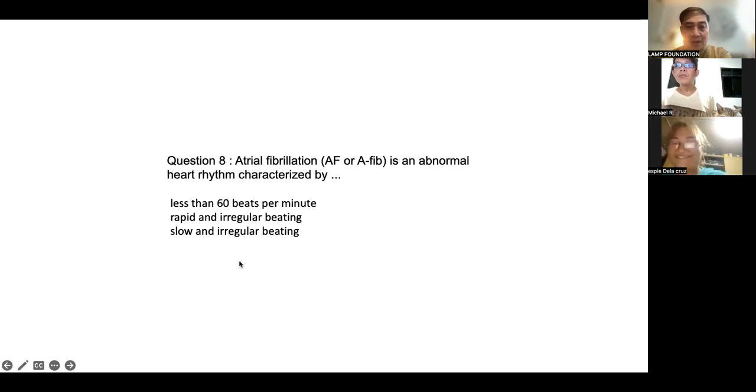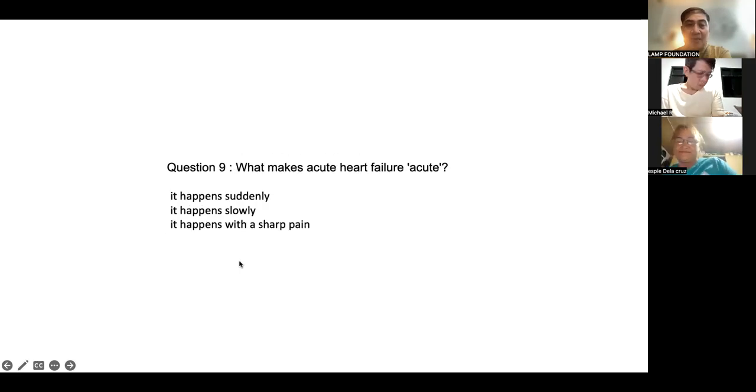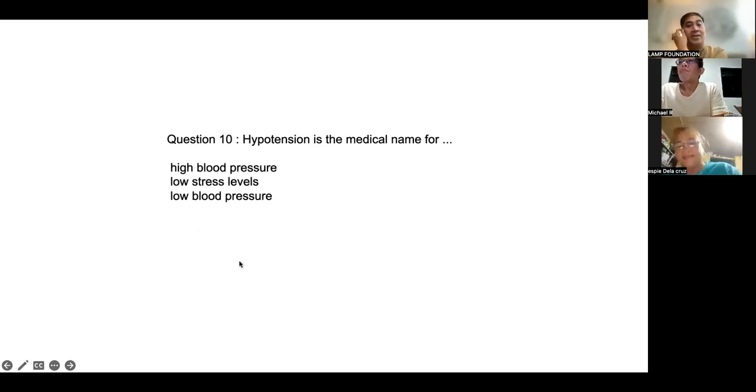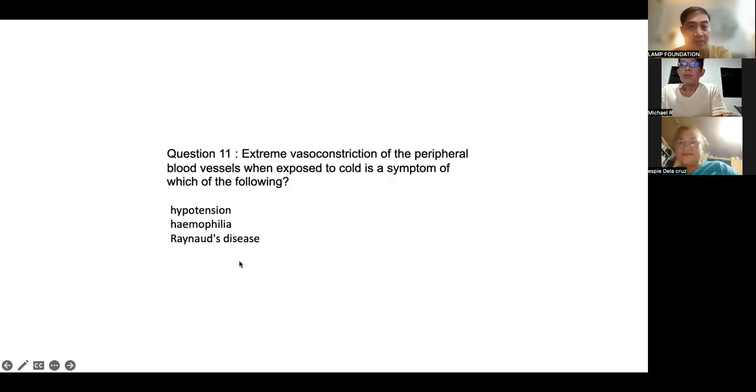Arrhythmia. Atrial fibrillation or AFib? Para medyo social pakinggan, AFib, is an abnormal heart rhythm characterized by rapid and irregular beating. Okay. What makes acute heart failure acute? Happens suddenly. Good. Hypertension is the medical name for low blood pressure. Extreme vasoconstriction of the peripheral blood vessels when exposed to cold is a symptom of which of the following?